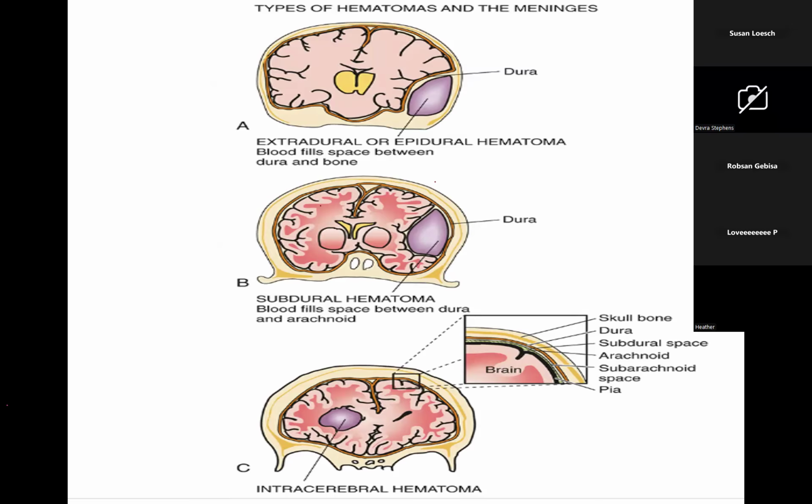So if you look here, an epidural hematoma would be in that epidural space, so it's going to be right above the dura. A subdural hematoma is going to be right below the dura and between the arachnoid area. And then an intracerebral hematoma, which can be in the center of the brain.